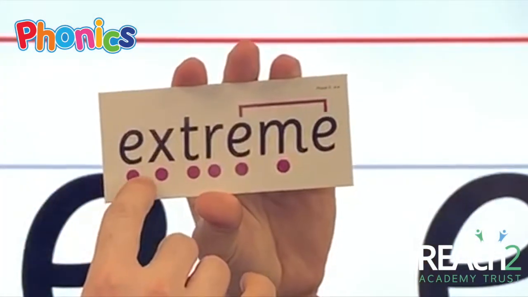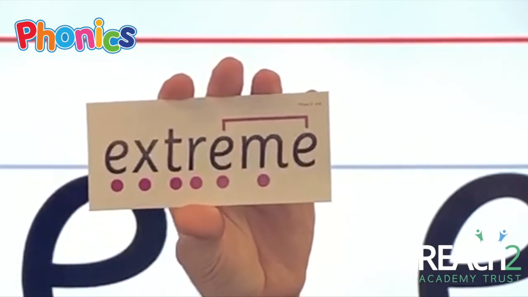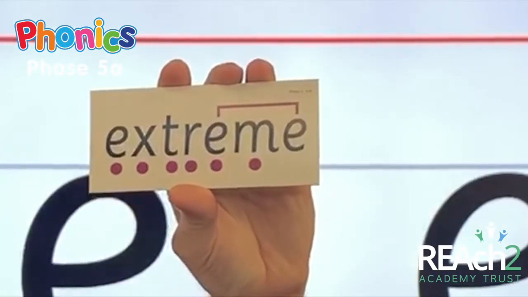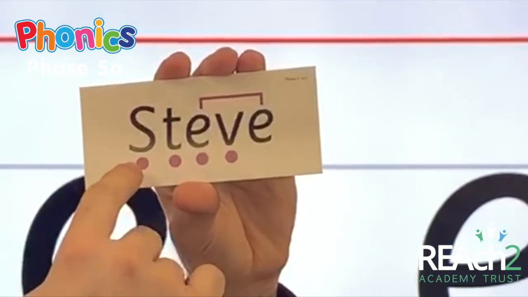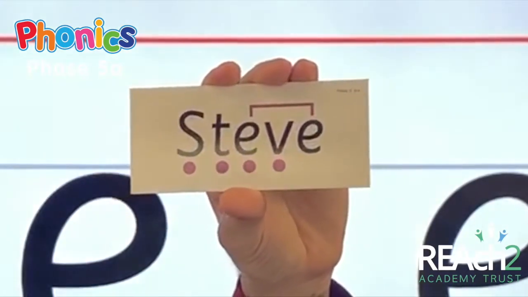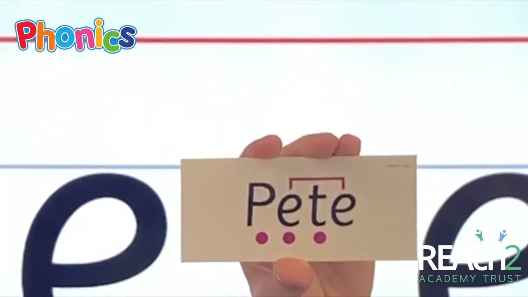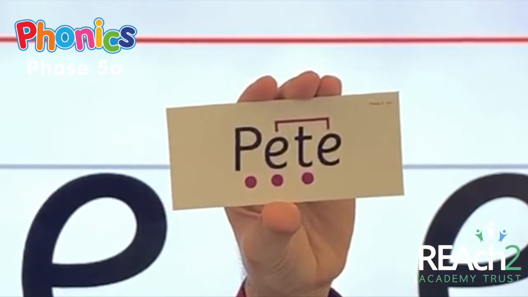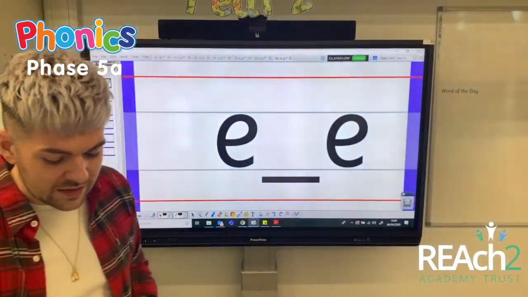This one is X, T, R, E, M. Extreme. If something is to the extreme, it's going to be to the max. Steve. So Steve is a name. That's why it's got a capital letter. You might know somebody called Steve. Oh, we've got another name. Pete. So you might know a Pete or a Peter. Well done for blending that.